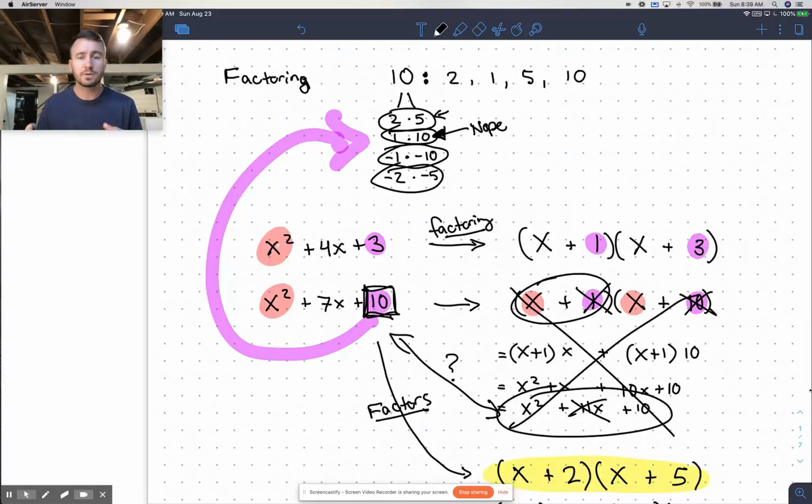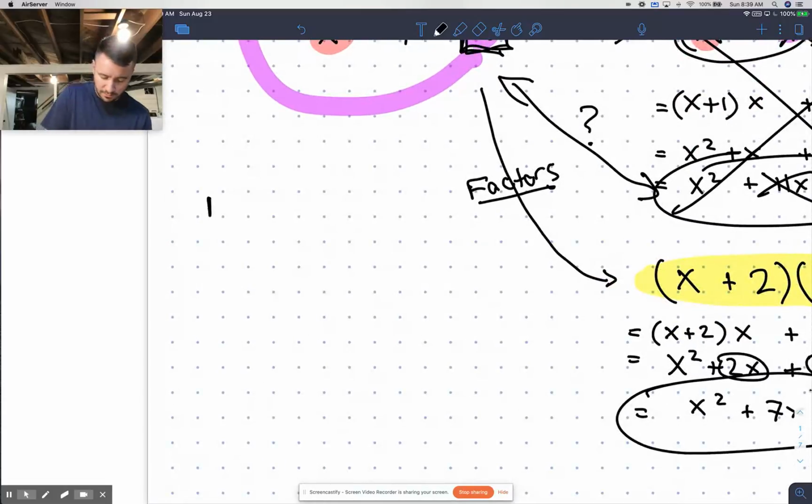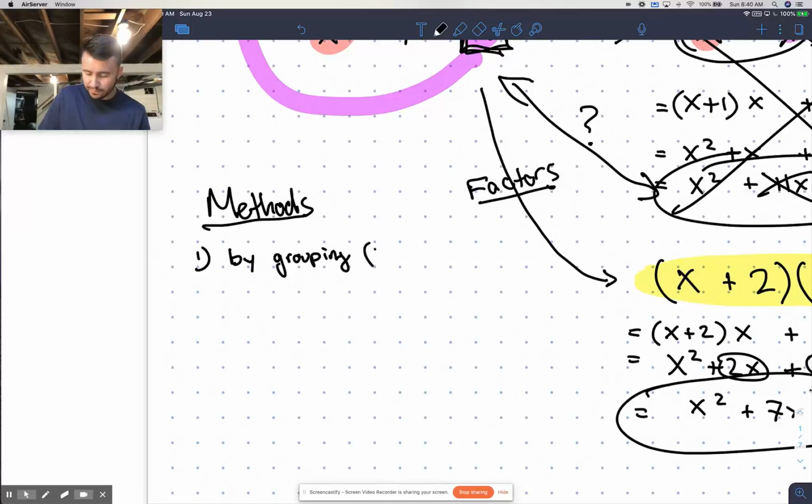So next we're going to go through a little bit more systematic way. I'm going to walk through 2 methods of factoring, or strategies, I guess. There's lots of ways, by the way. If you just Google how to factor trinomials, you'll come up with all kinds of different things. But I'm going to teach you 2 ways. One is called factoring by grouping, and that's the reverse distributive property. So that's the first method that I'm going to teach you.